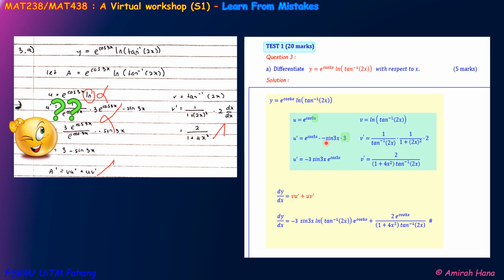And then sampai sini kita rearrange negatif kat depan and then constant and then sine 3x and then e to the power of cos 3x. Alright?